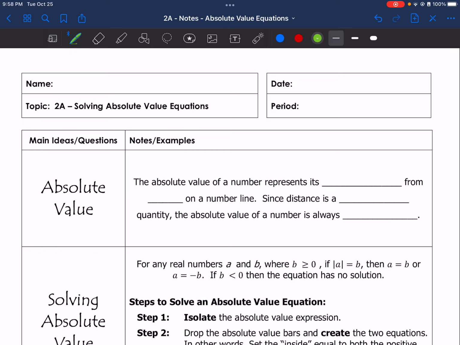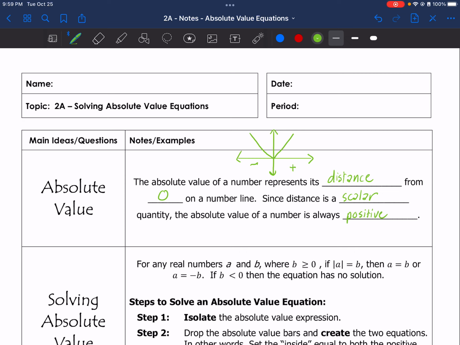So, the absolute value of a number represents its distance from 0 on a number line. Since distance is a scalar quantity, the absolute value of a number is always positive. If we look at an absolute value graph, we know that it is always going to be positive in both the negative direction and the positive direction.